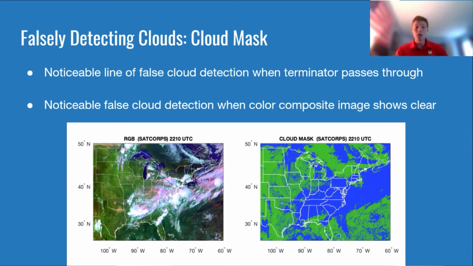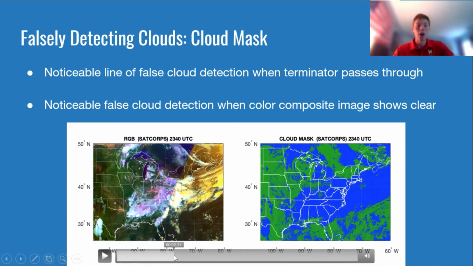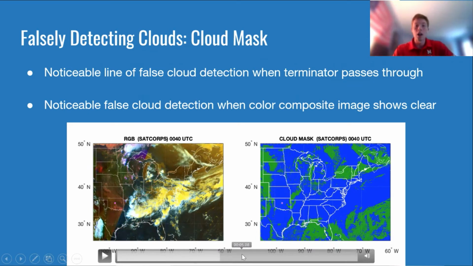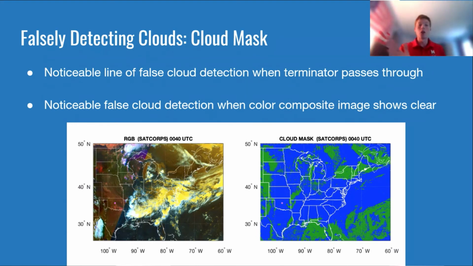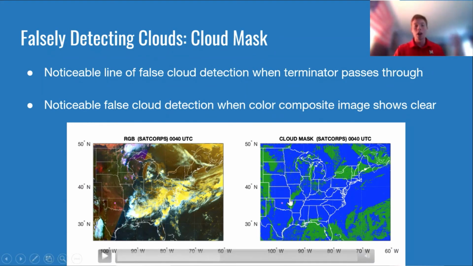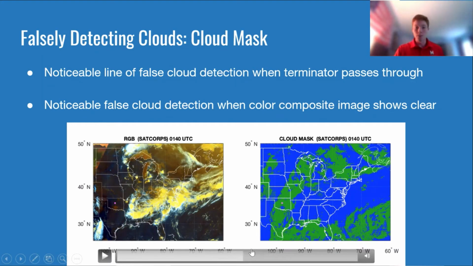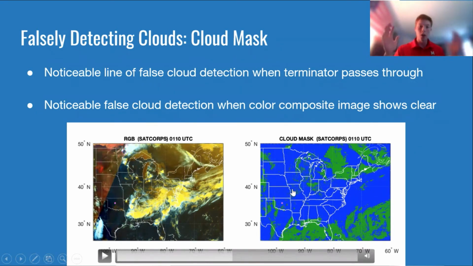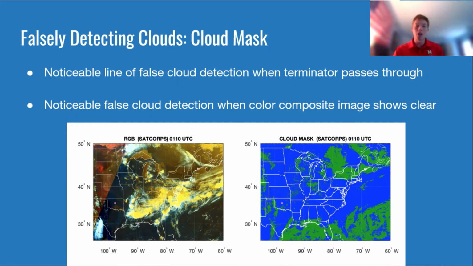We already looked at this. This is the same case we looked at previously. But just to reiterate, as the cloud mask animation progresses and the terminator line passes over our citizen, it brings with it a band of false cloud detection. So right here is a great example. The whole Midwest essentially is covered with this false cloud detection. And in the RGB image, you don't see a whole lot of clouds. There are some present, but just not to the extent our algorithm is reporting.